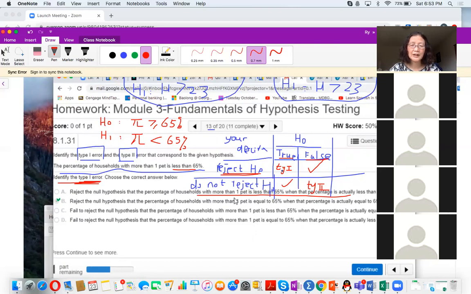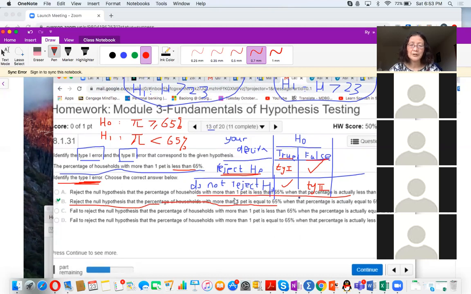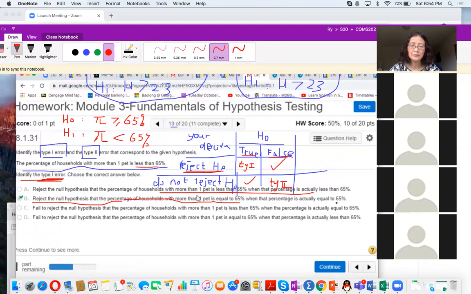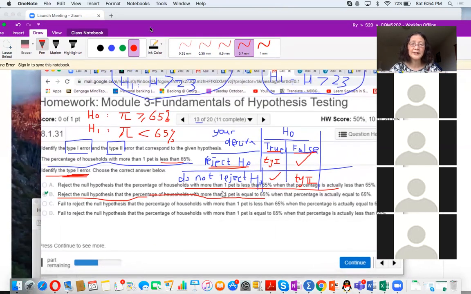Okay. So type one error is: population is greater or equal to 65%, but you said not greater or equal to 65%. That is type one error. And then you look at A, B, C, D. B is correct because you reject the null hypothesis that the percentage with more than one pound is equal to 65%. See, this greater or equal is the same as equal. Some textbooks use equal instead of greater or equal. And the percentage is actually equal to 65%. Okay, so that is the type one error. You reject something that is true.